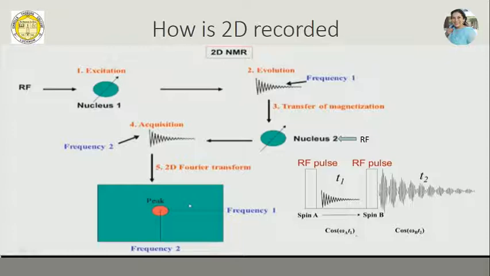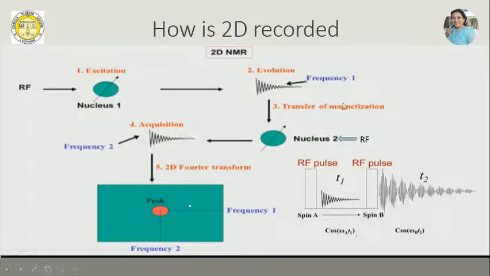Second, the nucleus starts relaxing back to the Z axis. If you remember, this is known as longitudinal relaxation, and also dephasing occurs in the XY plane, and this was known as the transverse relaxation. So three things are observed. One, oscillations are recorded in the XY plane. Second, the nucleus starts relaxing back to the Z axis. And third, dephasing occurs in the XY plane, right?